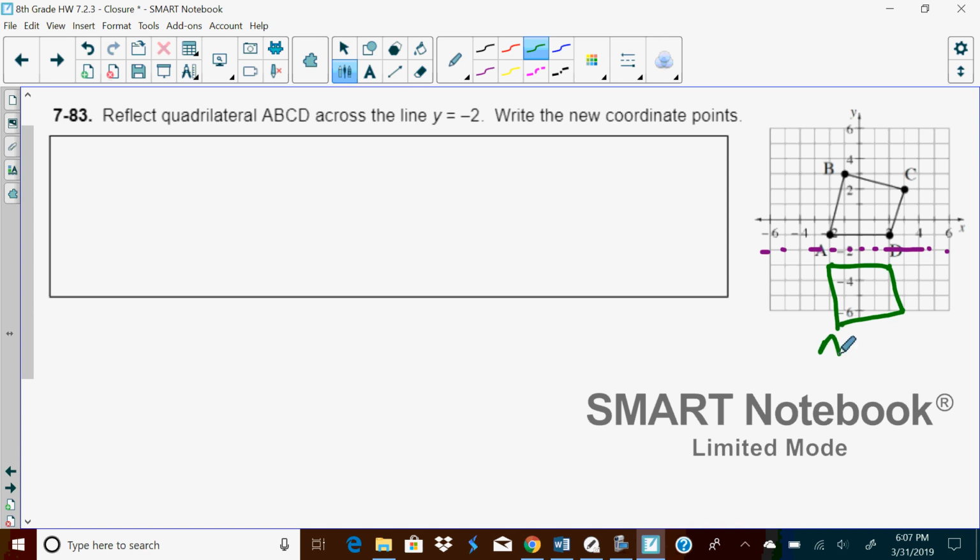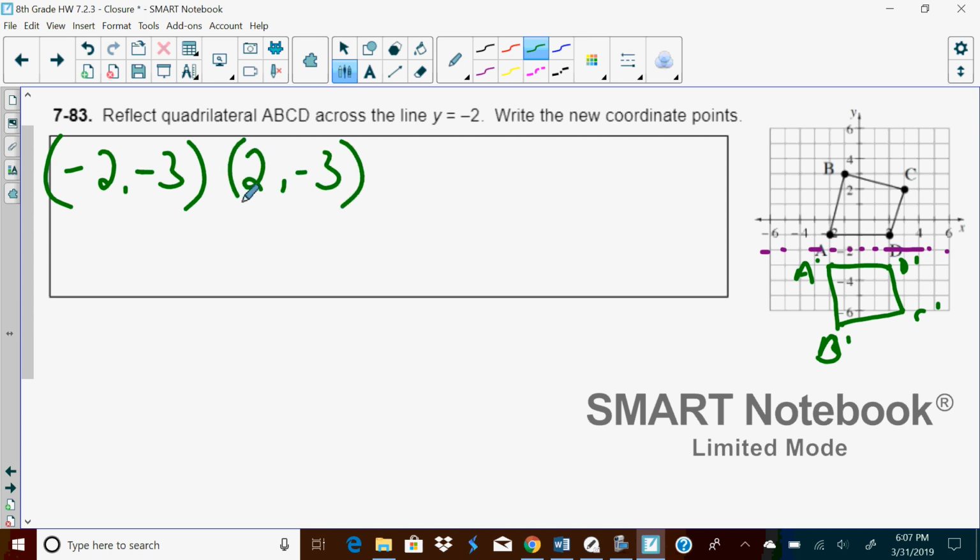So the new B, the new A, the new D, the new C. So the points would be at -2, -3. They would be at 2, -3. They would be at -1, -7. And they would have been at 3, -4.